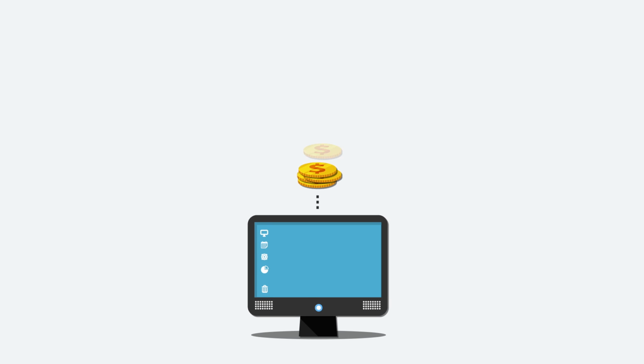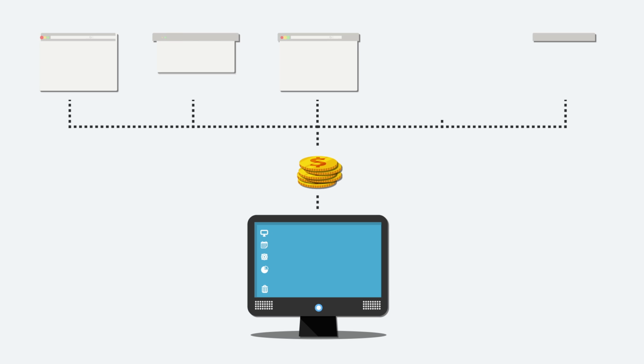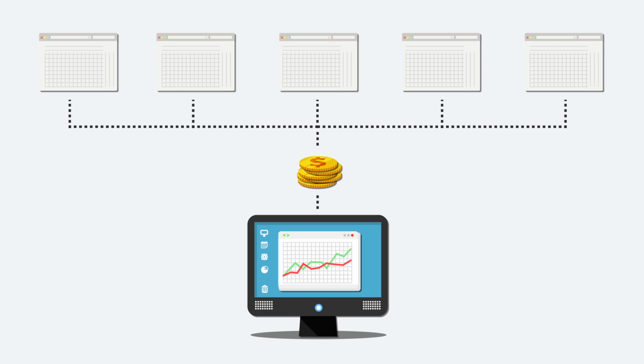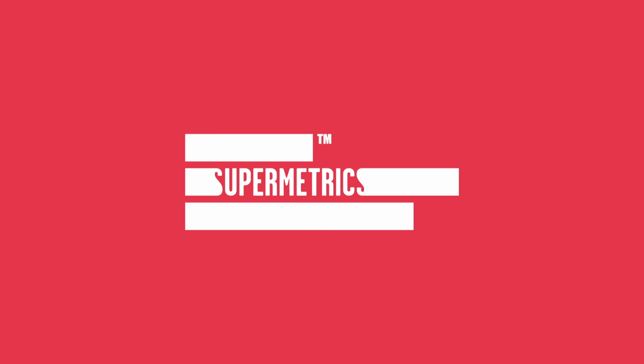Let's say you've invested in online advertising across several different platforms. What you'd really like to see is a clear picture of your advertising cost and results. But this data is spread across all the different platforms you're using, so it's pretty hard to get the bigger picture. That's why we created Supermetrics Uploader.